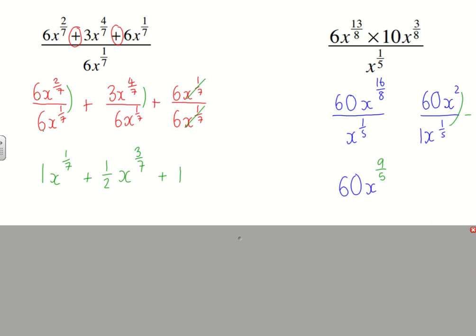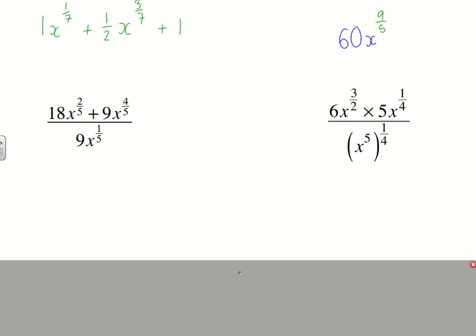Moving down then, there's two more, so have some space to work. So the first one there is an add-in, and so my advice would be to separate them out into two separate fractions. So we've got 18x to the power of 2/5 over 9x to the power of 1/5 plus 9x to the power of 4/5 over 9x to the power of 1/5, and then work them out separately.